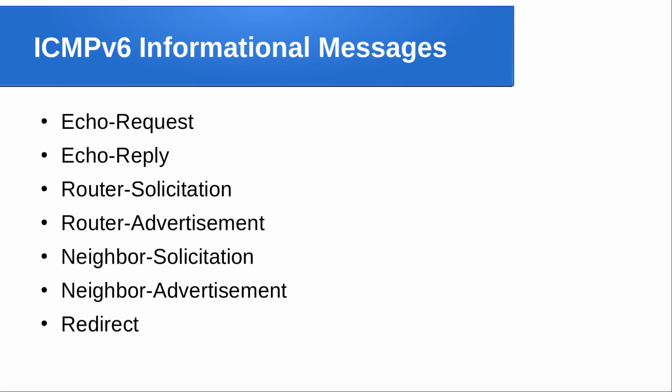The major information messages are the echo request and echo reply, then router solicitation and router advertisement, neighbor solicitation and neighbor advertisement, and redirect. Echo request and echo reply we already saw in v4 also. Similarly, router solicitation and router advertisement are familiar to you. Neighbor solicitation could be something new for you.